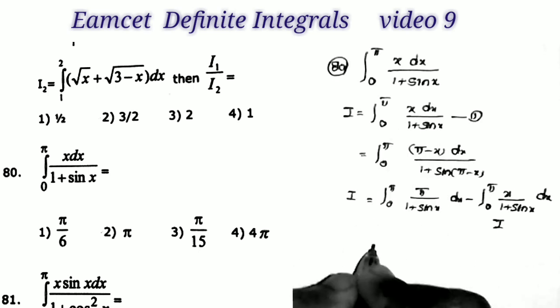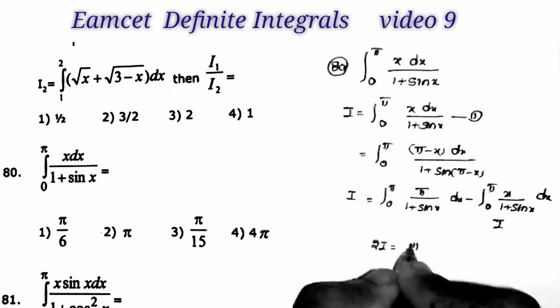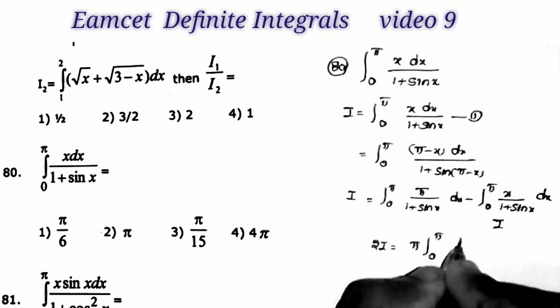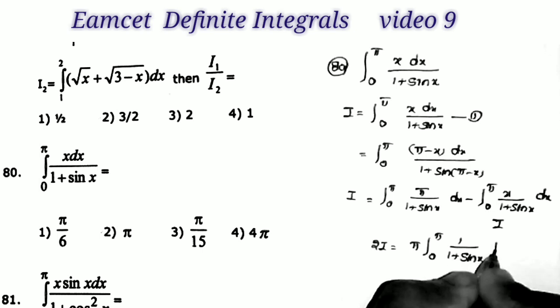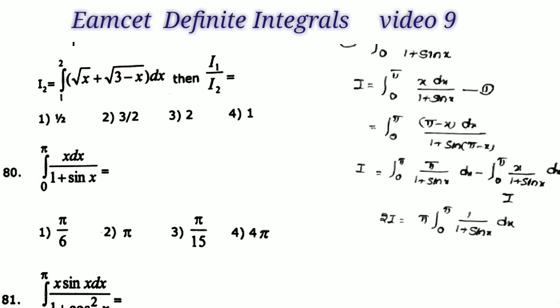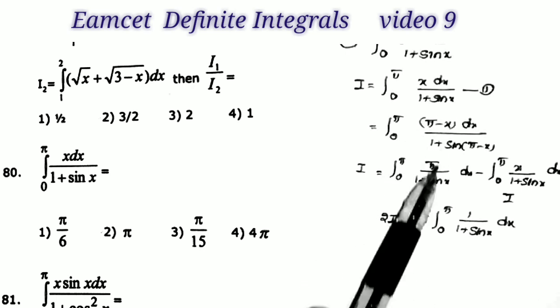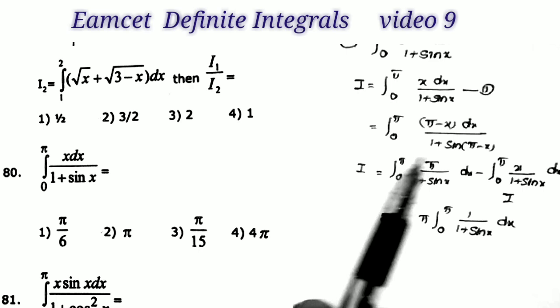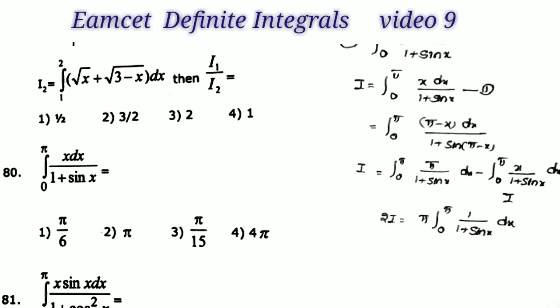Now I plus I, 2I, is equal to this value. Writing the constant before the integration, that is pi into integral 0 to pi 1 by 1 plus sin x into dx. Understand? First we take x is equal to pi minus x. After that, separating the denominator and integration, it again forms the value I, writing that value to this side.